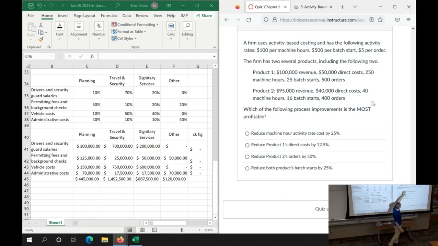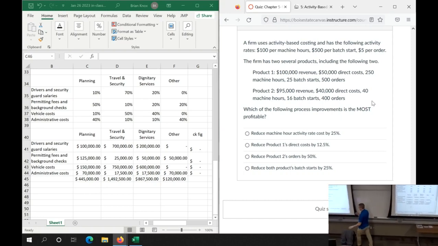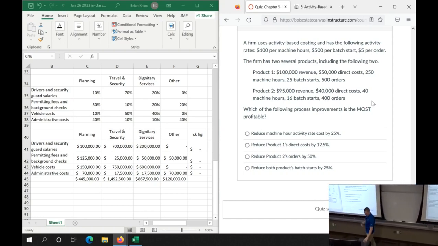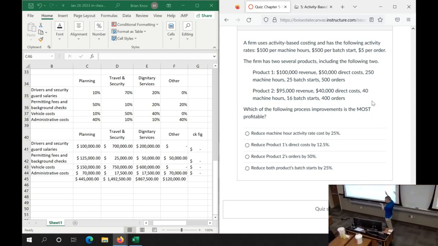Okay, which of the following process improvements is the most profitable? All right, so we have four different things we could do. We could invest some money into improving our process, and given our ABC info, we have a clearer picture of how profitable our products are and will be if we make different process improvements.